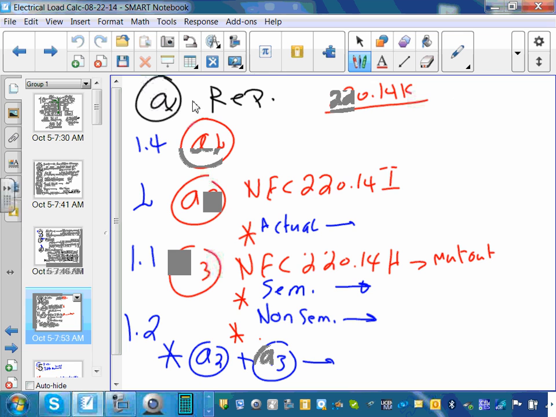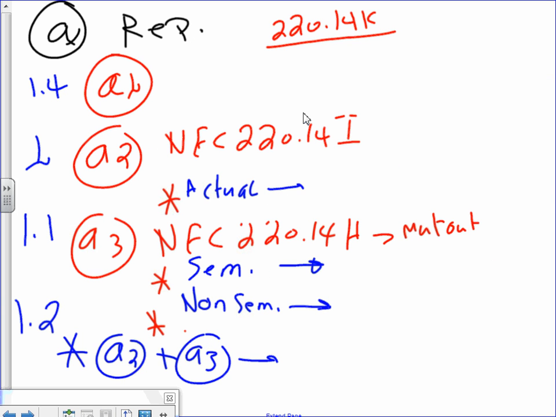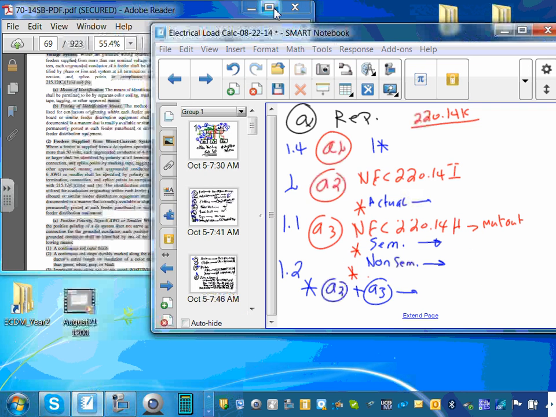So let's refer to the first thing, Article 220. If you go to 220.14(K), please, 220.14(K). If you read it, it will tell you a couple of things. Blue is going to be the new stuff that we'll add. I know there's blue here too, so it might confuse you. The first thing you do when you have a load calculation for a commercial office building is you assign 1 volt-amp per square foot. 220.14(K) tells you that this is what you can do.